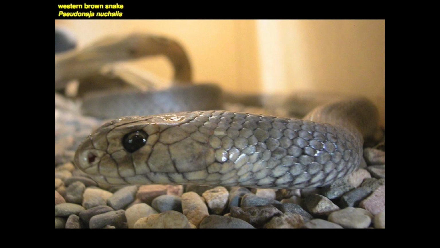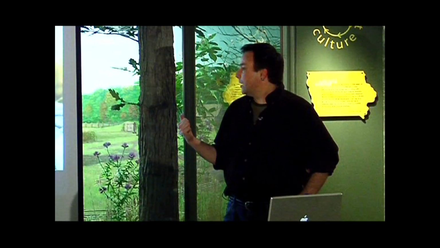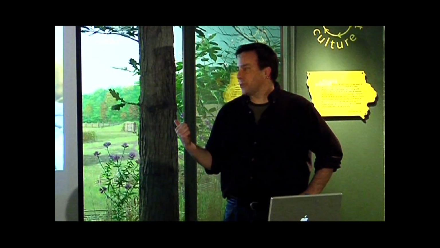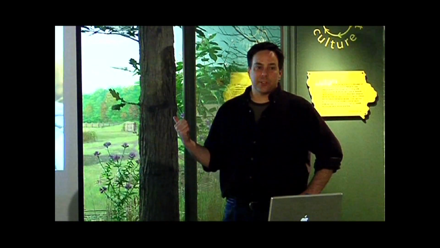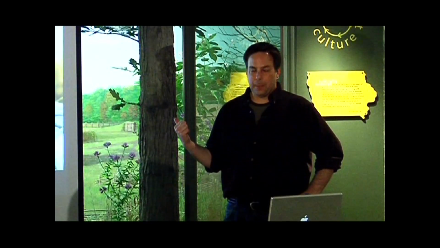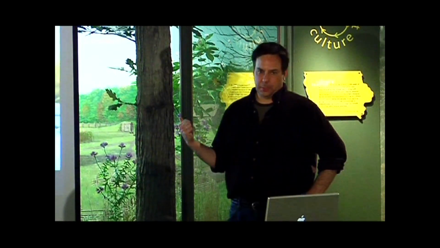This is also a brown snake, the western brown snake, Pseudonaja nuchalis. This is an Australian species. It's an elapid. They get to be about 5 feet long, maybe 6 feet long. They eat small mammals and lizards. They are related to cobras and taipans. They're elapids. They're deadly venomous.